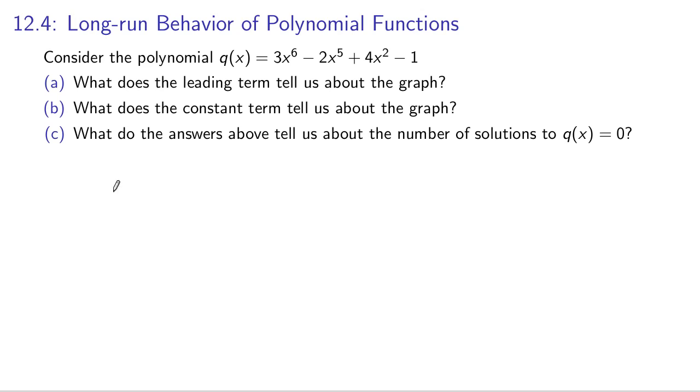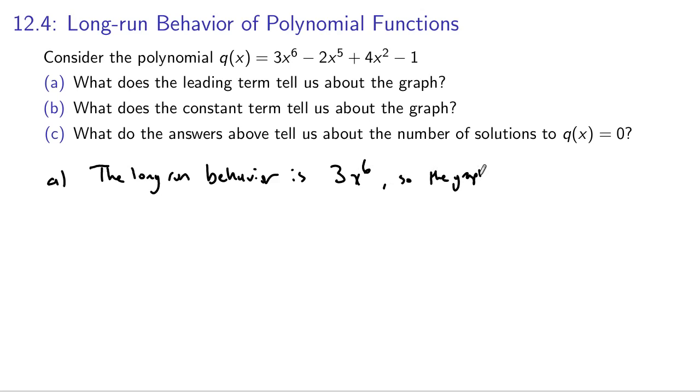Consider the polynomial q of x is 3x to the 6th minus 2x to the 5th plus 4x squared minus 1. A. What does the leading term tell us about the graph? The leading term tells us that the long-run behavior is 3x to the 6th. So the graph opens up because it's positive and is shaped kind of like this when we zoom way out, similar to 3x to the 6th.